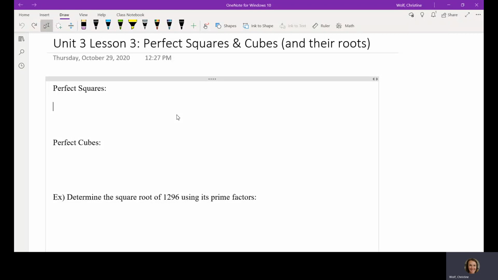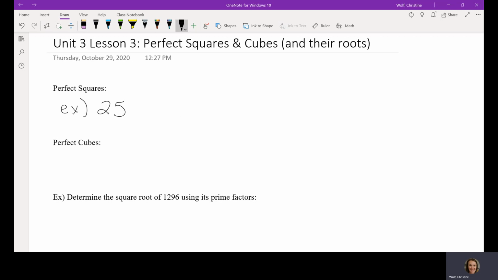Okay, hi grade 10. So this is the video for Unit 3, Lesson 3. For this lesson, you're going to learn about perfect squares and perfect cubes. From grade 9, you may remember that a perfect square is, for example, 25.